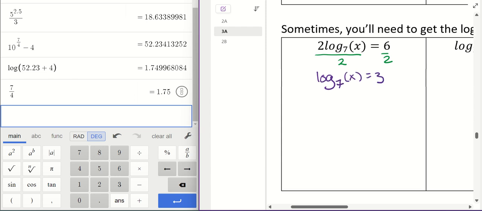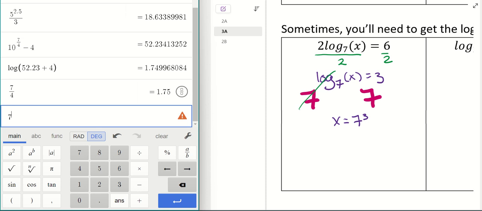Once you've done that, you are free to exponentiate. Remember, that means you get rid of a log by turning the left side into an exponent, turning the right side into an exponent. These say goodbye, and we are left with x equals 7 to the 3rd power. So we can put that into our calculator, and we've got 343.